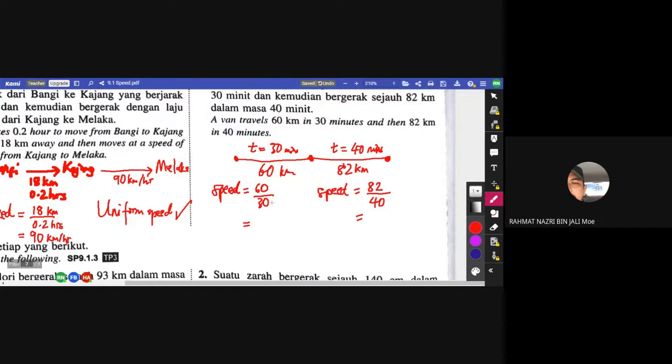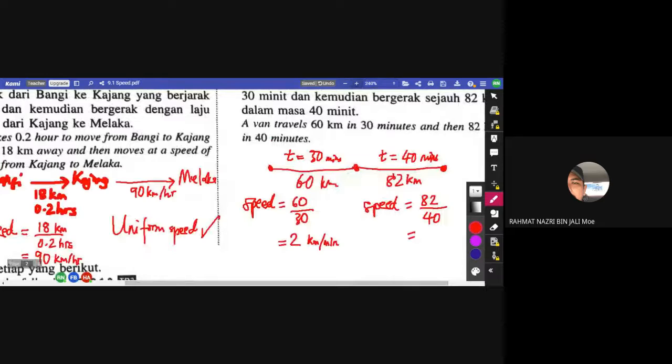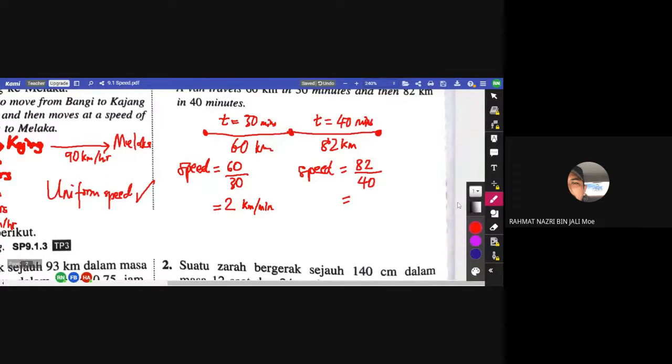So, for the distance 60 kilometer, we have 2 kilometer per minute. Besarkan lagi. So, for the 82 kilometer, what is the speed for the 82 kilometer? 2.05 kilometer per minute. Thank you. So sama atau tidak ini? Same or not?